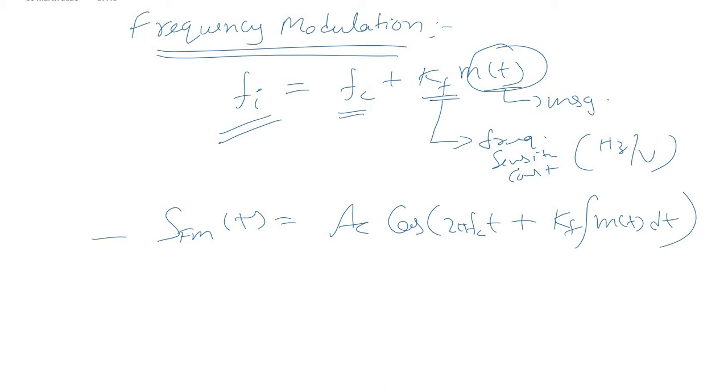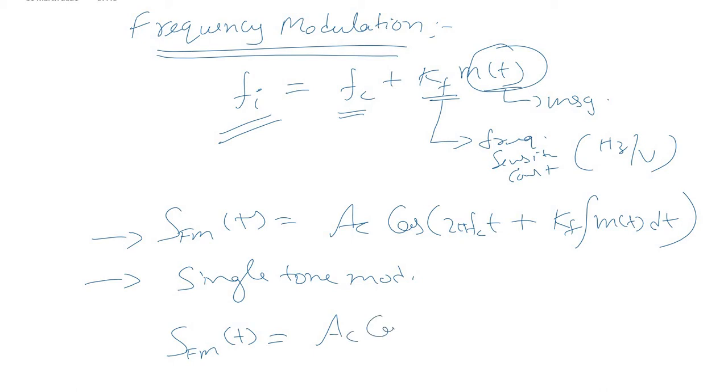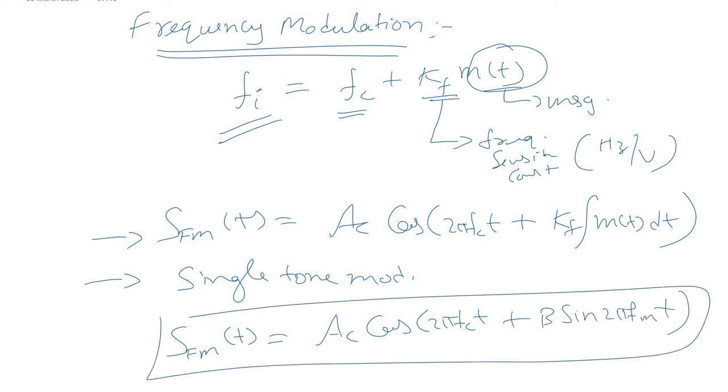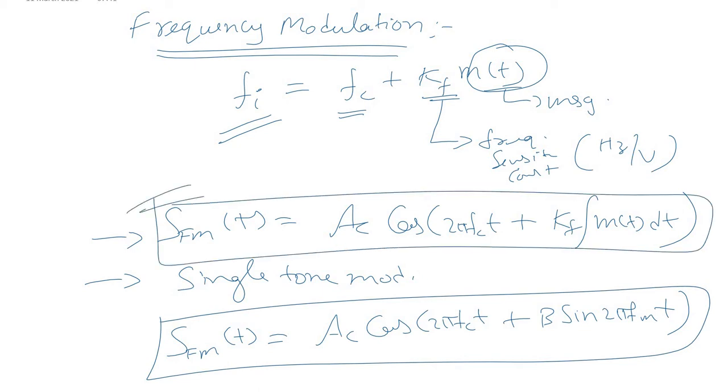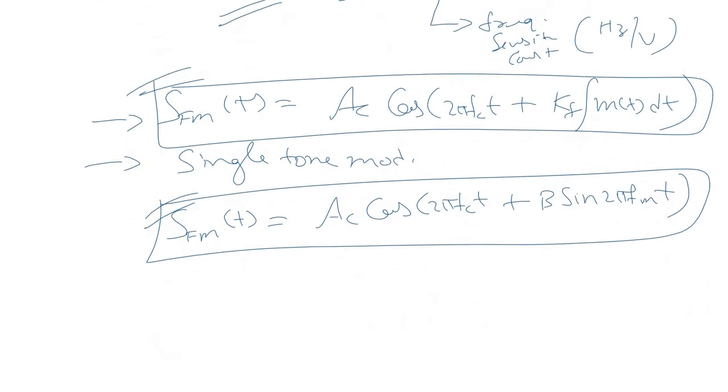And in case of single tone modulation, the expression of the frequency modulated signal is Ac cos(2 pi fc t plus beta times sin(2 pi fm t)). These two are very important expressions and will be used very frequently, where beta here is your modulation index.